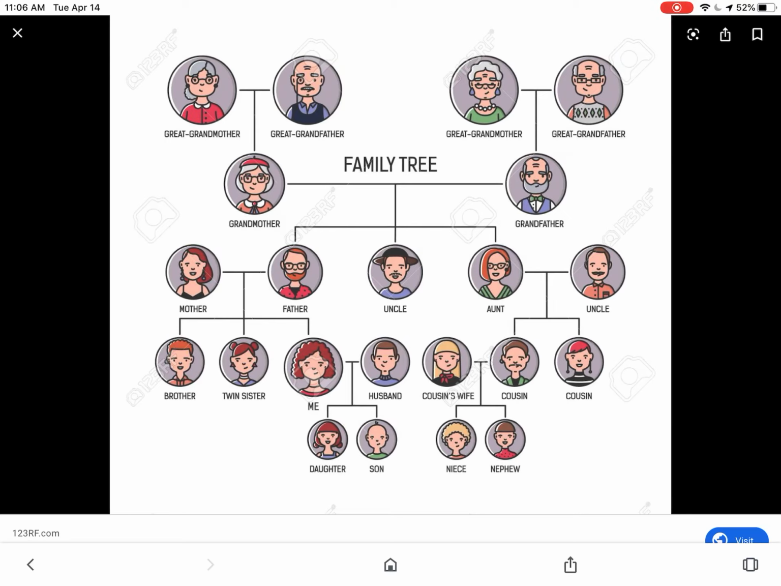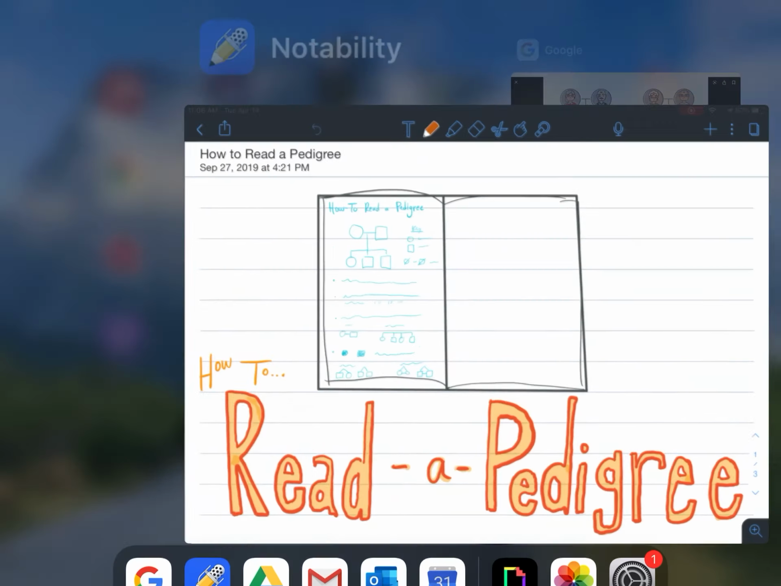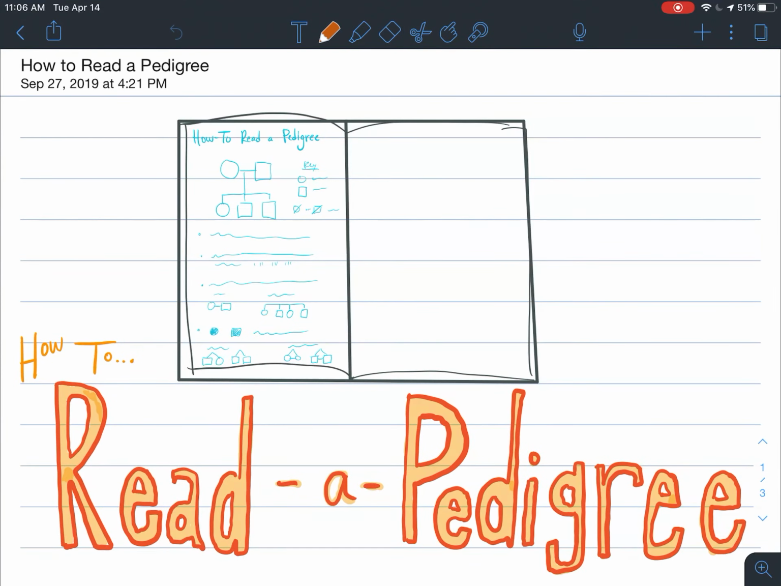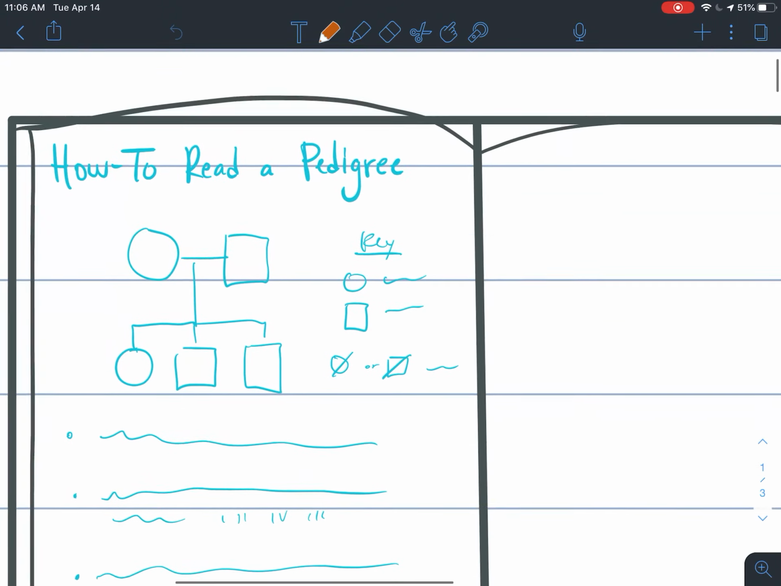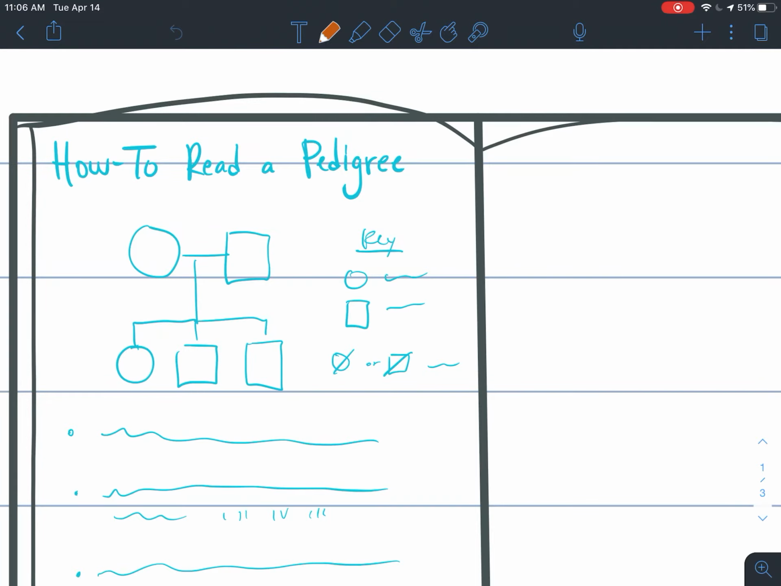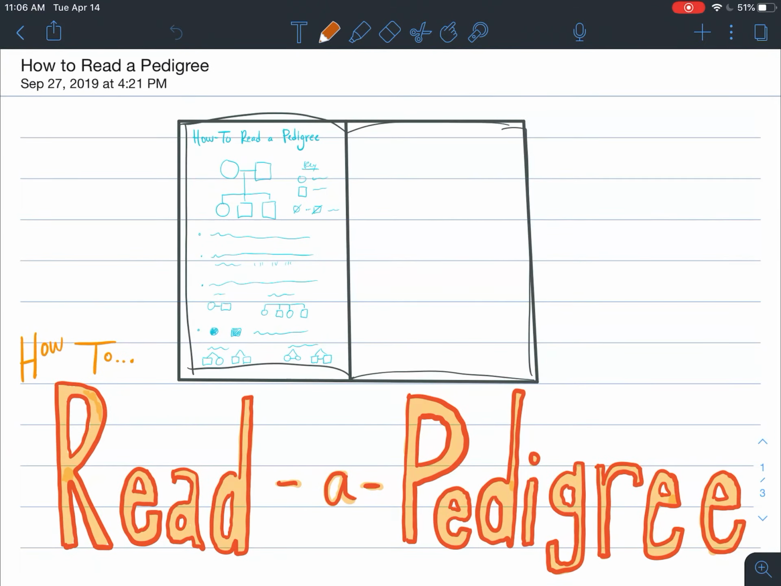And so we call this a family tree because you could say that there's a bunch of branches that kind of show who is who and who married who and who had kids with who and whose kids are related to who. I want to show you how to read a pedigree, because that family tree is actually called a pedigree. So we use symbols so we don't have to draw everybody, because we're not all perfect portrait artists. So I want to show you how to read a pedigree.